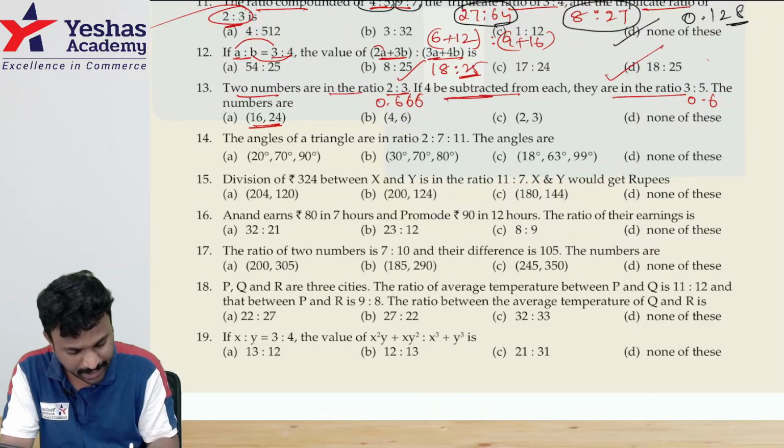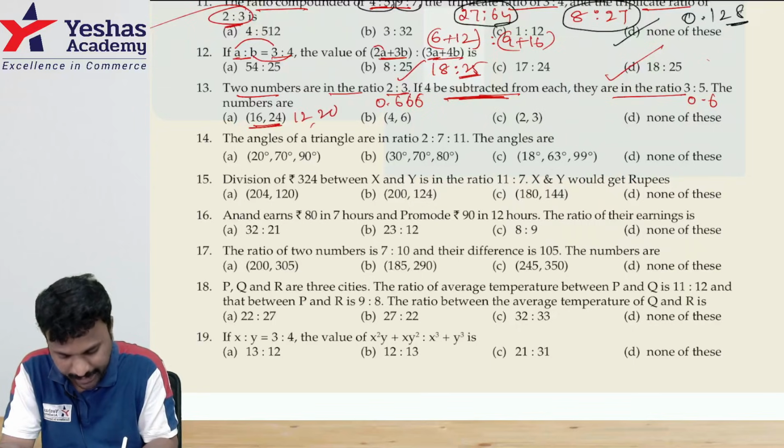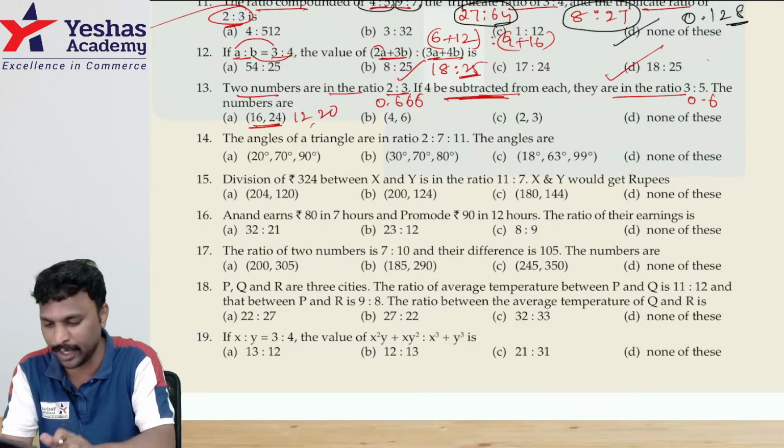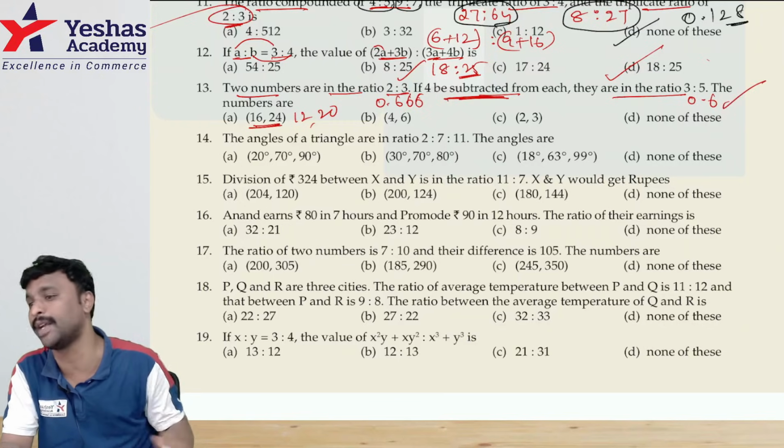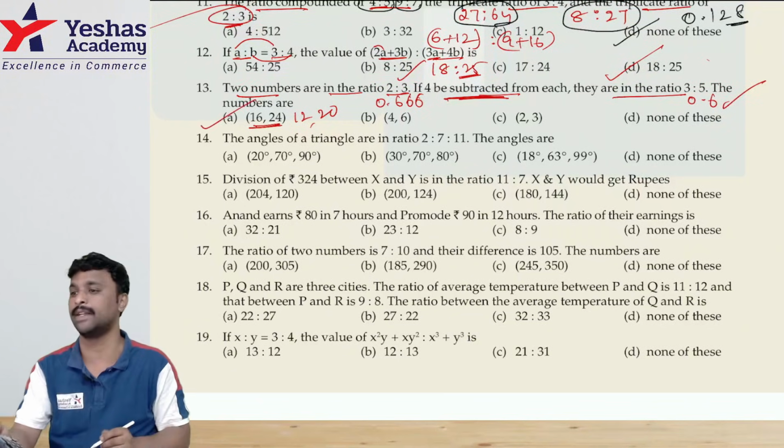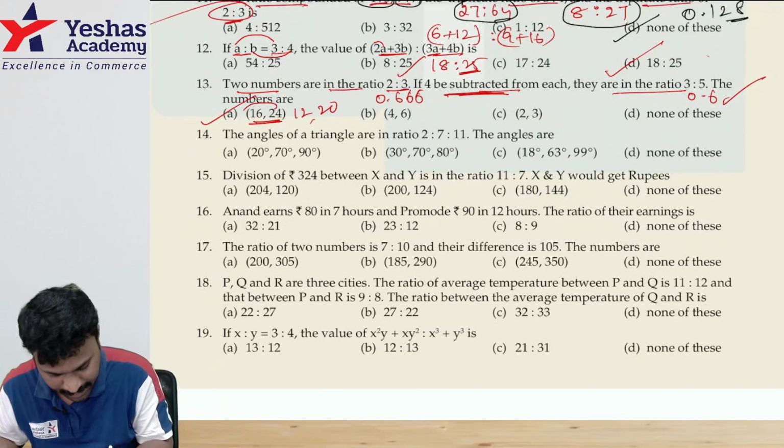But what is the second condition? If 4 is subtracted from each number, it becomes what? 12 and 20. So 12 by 20 is how much? 12 by 20 is 0.6, which is nothing but 0.6 itself. So the first option itself is the right answer. See, first of all, the first condition, what is it?